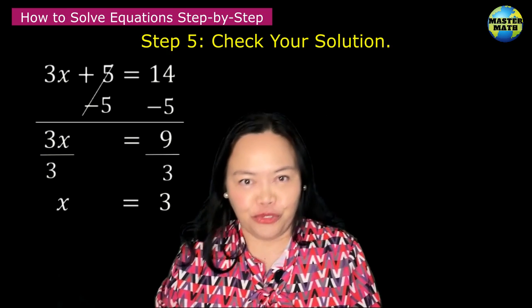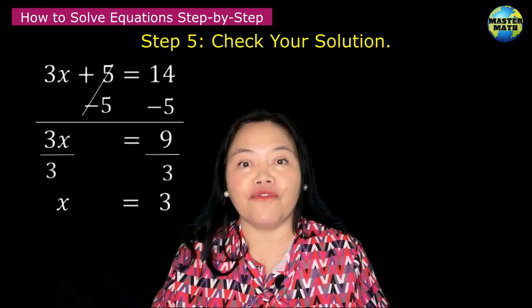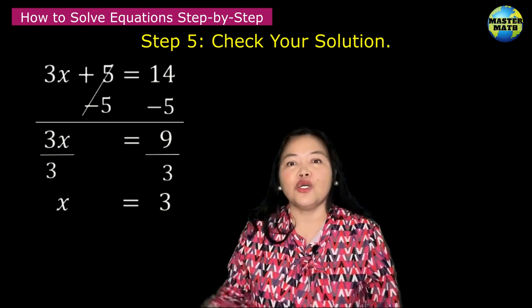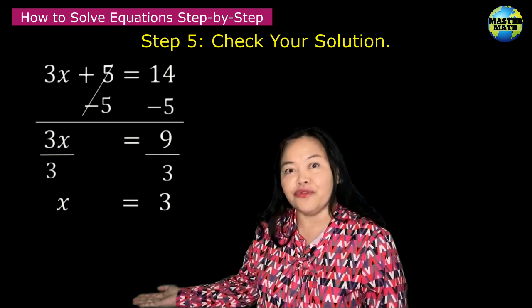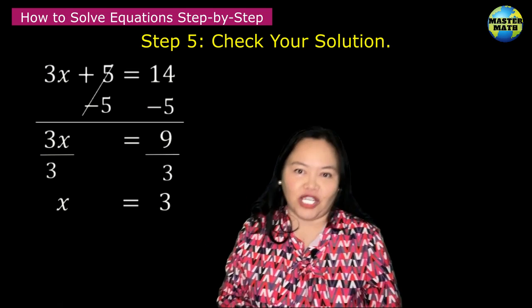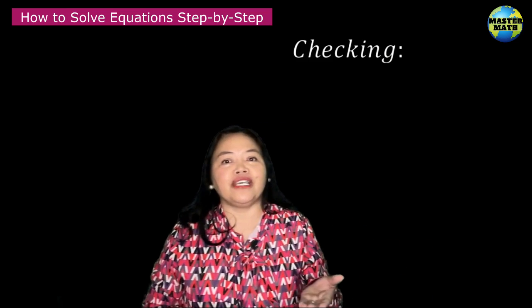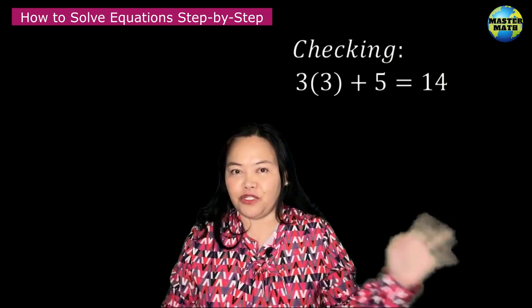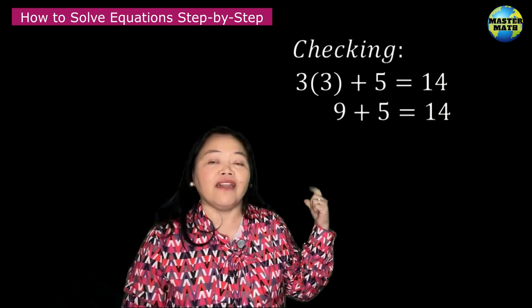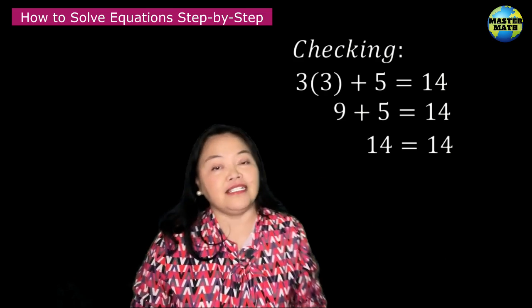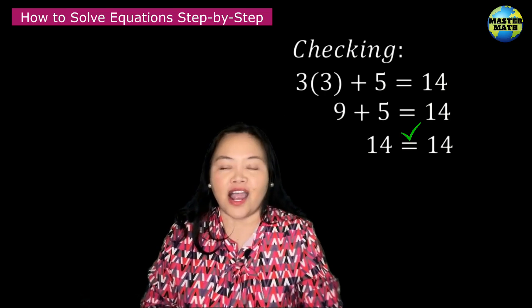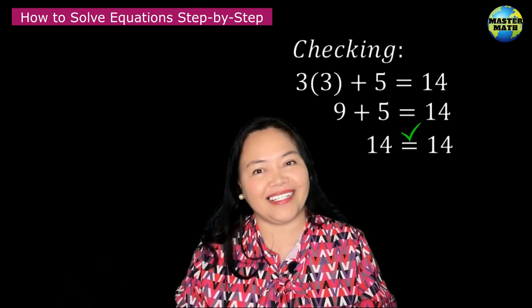Check your solution. We always want to verify that our answer is correct. To do this, we substitute x is equal to 3 back into the original equation. So substituting x is equal to 3, we have 3 times 3 plus 5 is equal to 14. 9 plus 5 is equal to 14, and 14 is equal to 14. Since both sides are equal, our solution is correct.